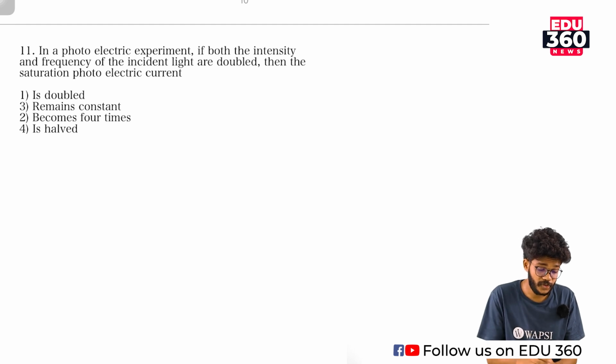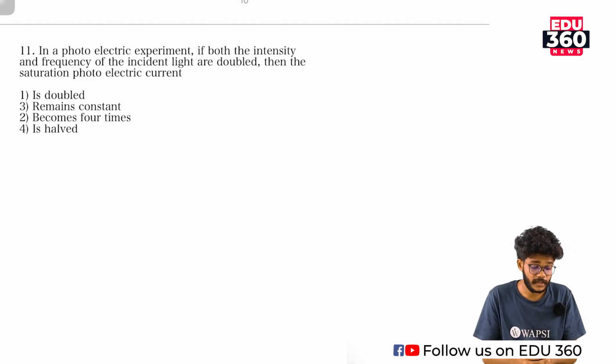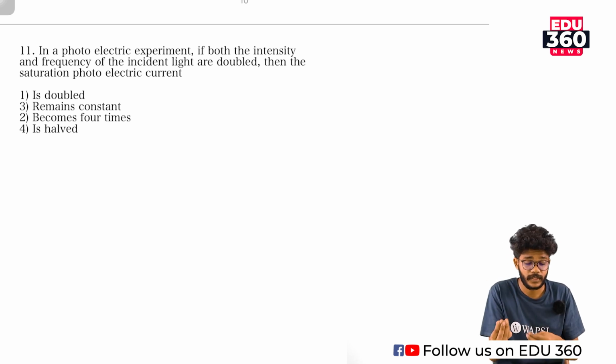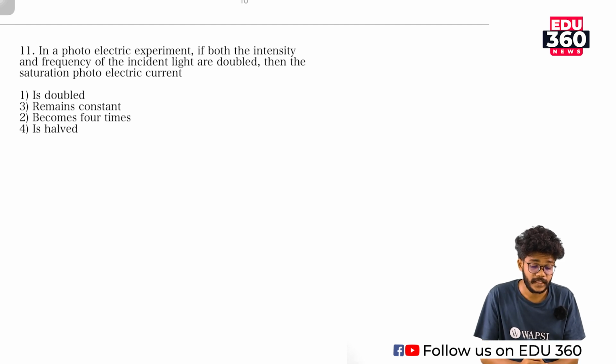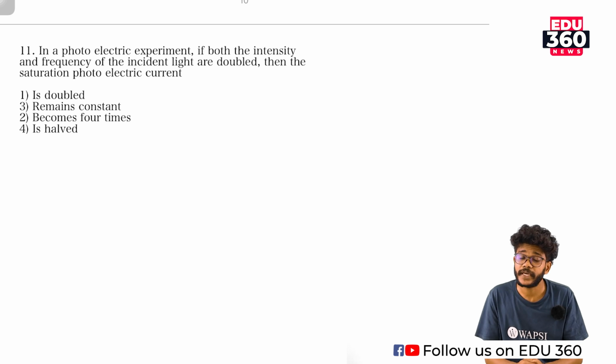The other options are incorrect. Someone might try to answer that it becomes 4 times. That is incorrect, because the current depends only on the intensity, and the stopping potential depends on the frequency.